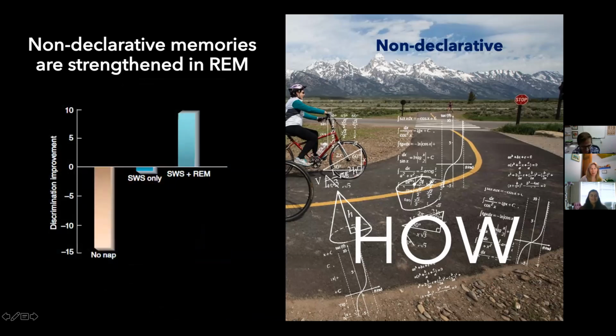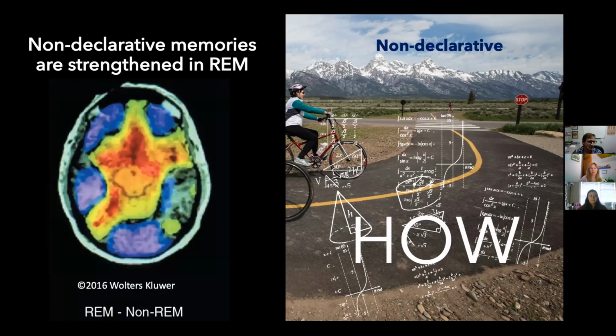So here's another evidence from a study showing non-declarative memories are strengthened in REM. What they taught people to do in this study was to trace a drawing while they're looking in a mirror. This is really hard to do. I can never figure out which side to push my hair to while I'm looking in the Zoom camera, but they can practice this and get really good at it. This is a skill. So it's strengthened by sleeping.